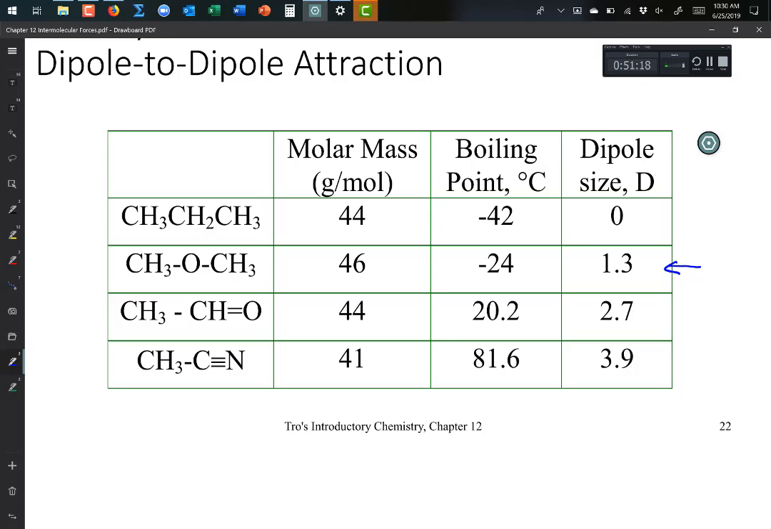So, what does that mean? The bigger the dipole, the higher the boiling point. So the stronger the intermolecular force of attraction, again, the higher the boiling point.